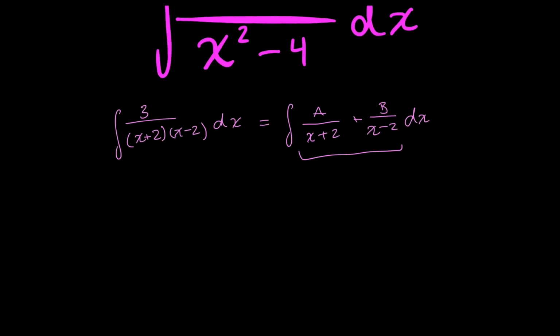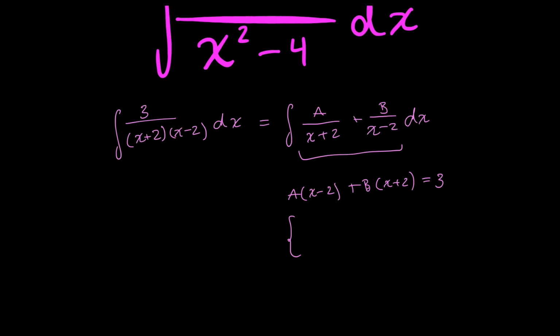The common denominator between the two would give me A times (x minus 2) plus B times (x plus 2) all over (x plus 2) times (x minus 2). And I don't really care about the denominator, so I'm mainly looking at the numerator to find A and B. So I'm just going to fully ignore the denominator and set my numerator equal to my original numerator, which is 3. And now I'm going to solve this as a system of equations.